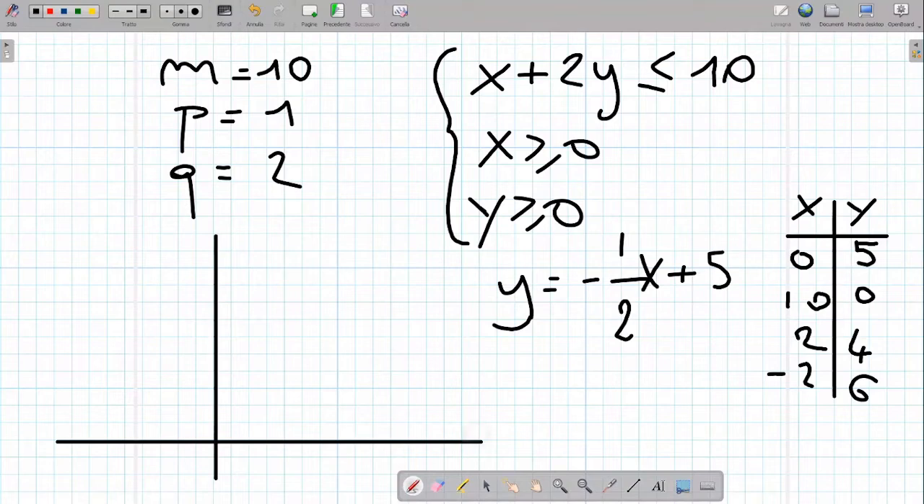So it's a 0, 5. So here, then I have 10. No, sorry. I have 0, 5. So it's here. And then I have 10, 0. So 2, 4, 6, 8, 10. It's here. Then I have 2, 4. Here. I have also 2 minus 2, which is 6 here.